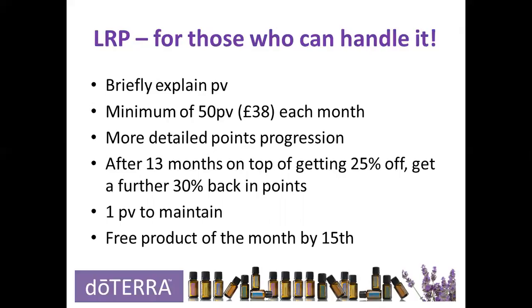The smallest item you can buy in doTERRA is a lip balm, which is about 3.5 PV, and that just helps to maintain the points you've already collected. So to maintain points, you just need to buy a lip balm. But if you want it to count as a qualifying month and collect points, then you need to spend 50 PV.